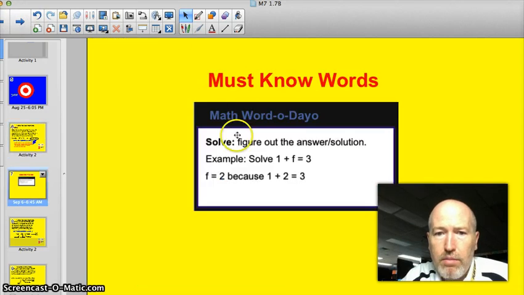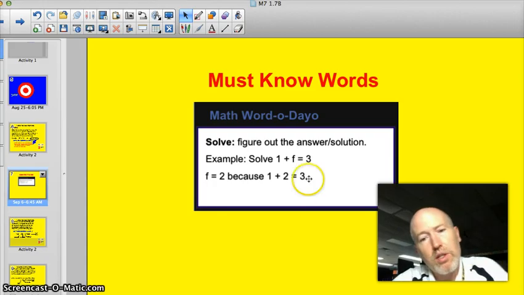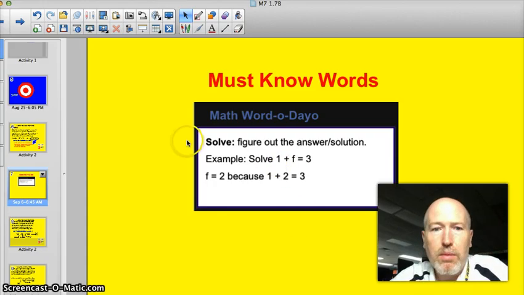Oh, I forgot. Math must know words of the day. Solve, this was the word that will be on your lesson in the classroom, but solve is just a word that means to figure out the solution. Sometimes it freaks kids out and raises their stress level, but let's just take care of that today. And just when we see the word solve, just think about figuring out the solution.